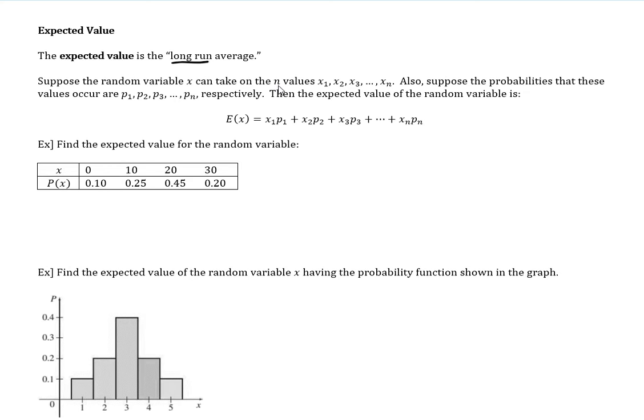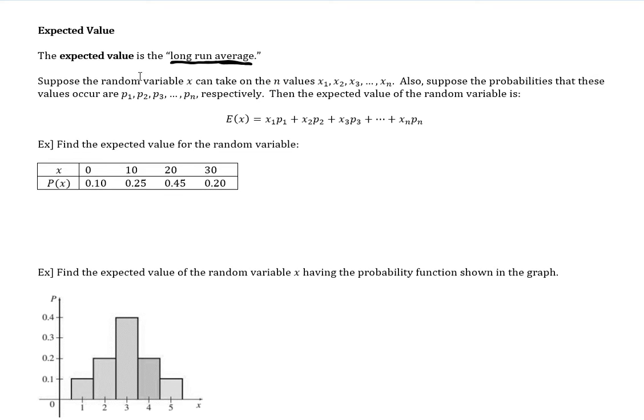The expected value is the long run average. In the long run means if you do an experiment millions and millions of times, that's what this expected value is trying to find, but without actually doing it millions and millions of times.